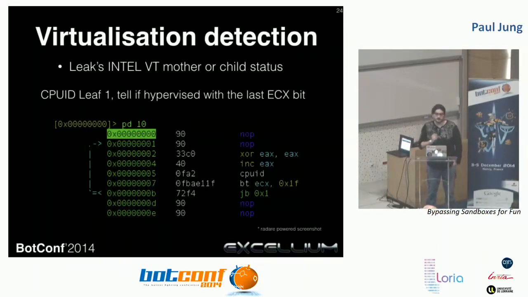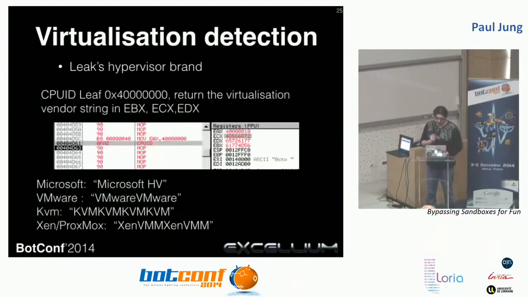It works well for some virtualization engines, VMware, for example, but not for others. So you could use leaf 4 million. With 4 million, you get a string of the virtualization. It's hooked by the virtualization engine, and it gives you the string. It tells you which kind of hypervisor it is. So it's usable. Again, it works well for virtualization that you implement yourself, but it doesn't work for anti-sandbox on sandbox devices. So how to detect it?